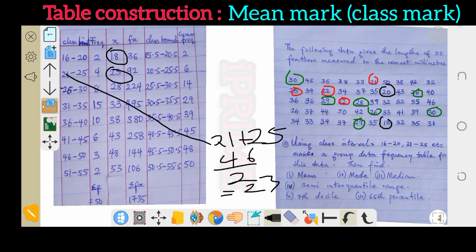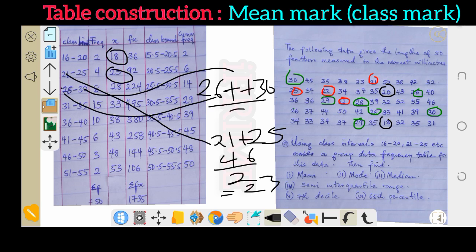We'll be adding them. This one will be 26 plus the next class. That is this 26, then plus 30. 26 plus 30, over 2, you get the answer. So the next one will be 31 plus 35. The next one, 36 plus 40. So it goes on like that.